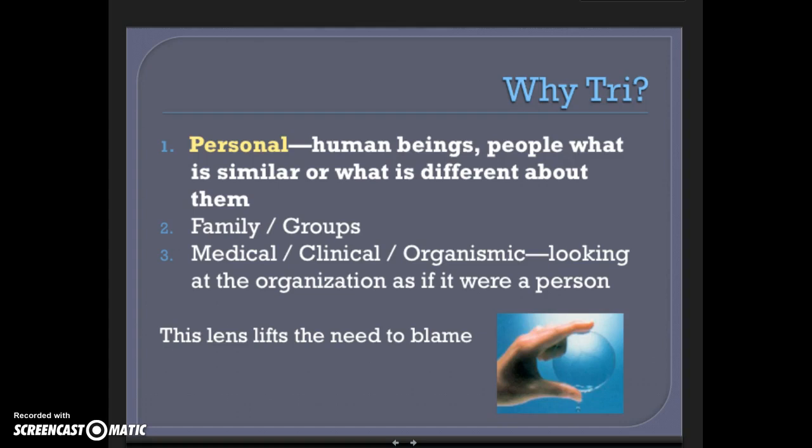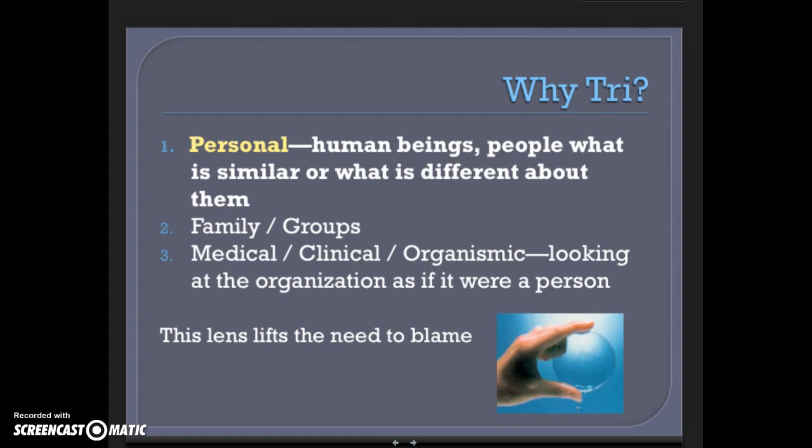So try is broken into three areas to help understand that it's not just personal. So today we're going to talk about personal, that is the human beings that we work with, what's similar or different about them, what we may need to take into account that we currently don't. And then in the next PowerPoint I'll cover a family or group lens, look at group dynamics and whatnot. And then the final part of the trifocal lens is the medical, clinical, or organismic lens.